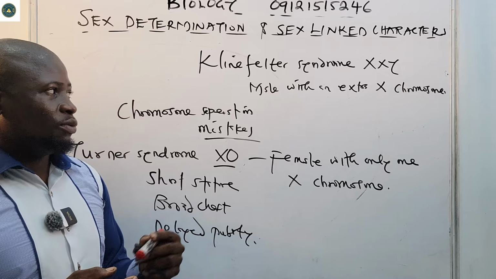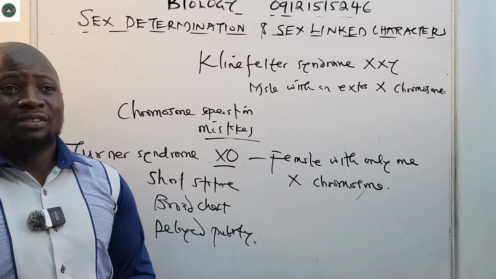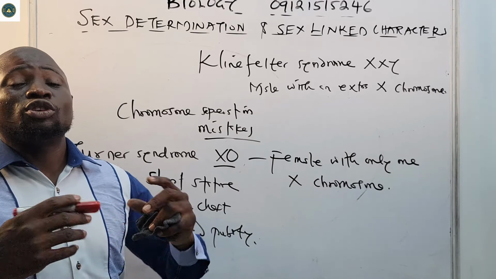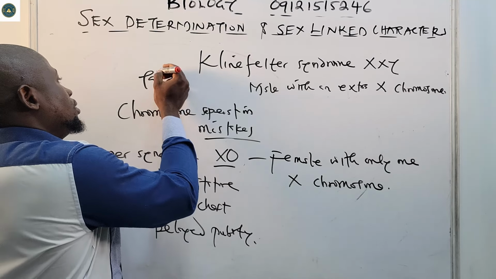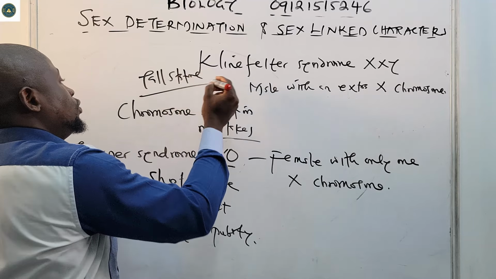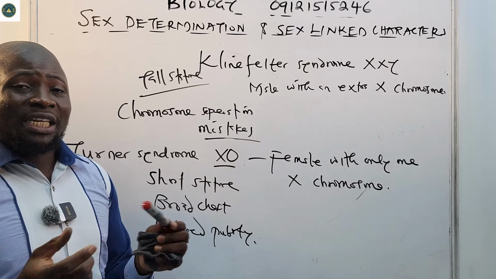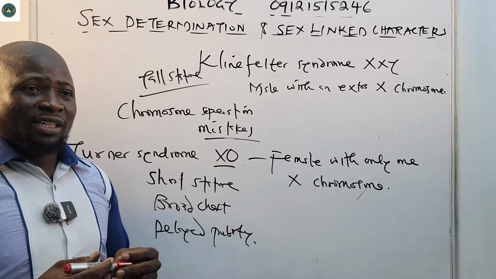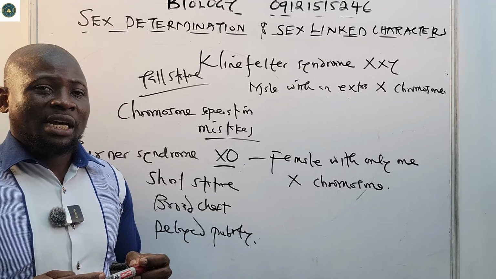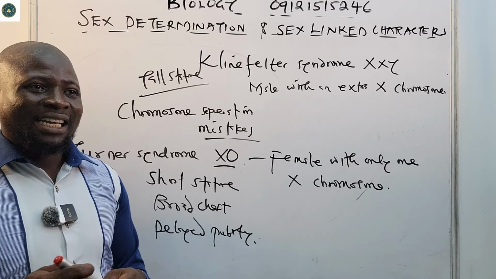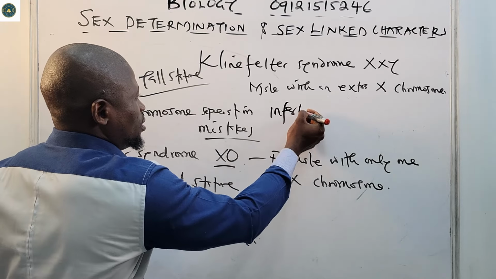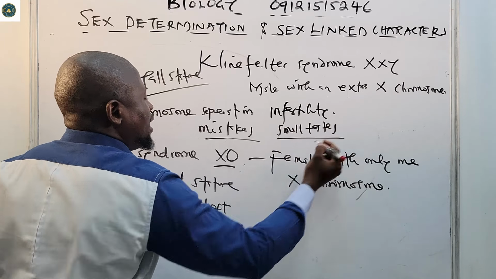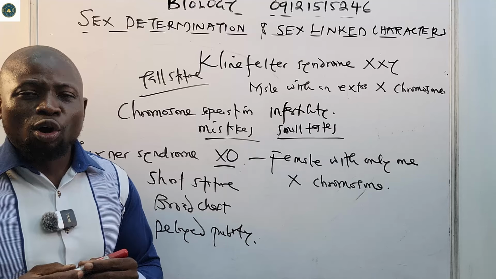In Klinefelter syndrome, you see them with very long legs. They are usually very tall, with a very tall stature and long legs. Some of them develop breasts. They have less facial hair. Most importantly, infertility is not uncommon, because they have very, very small testes.